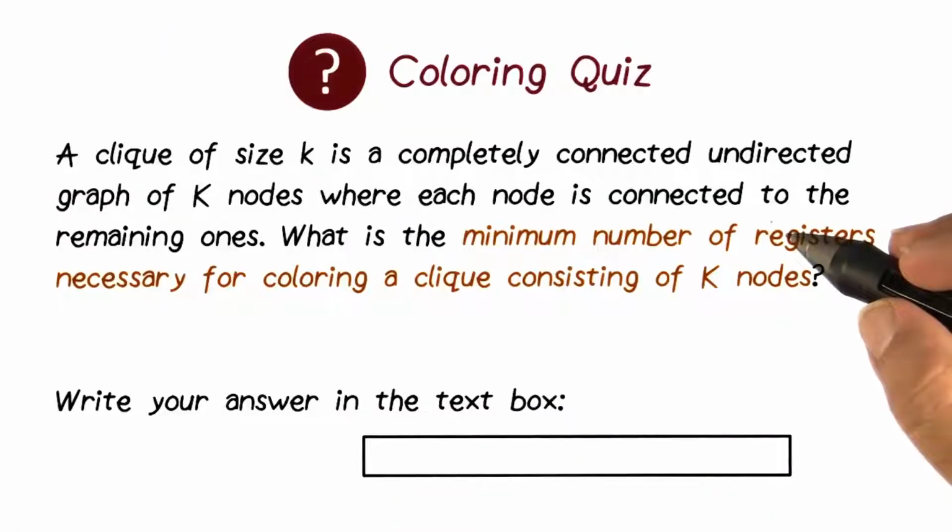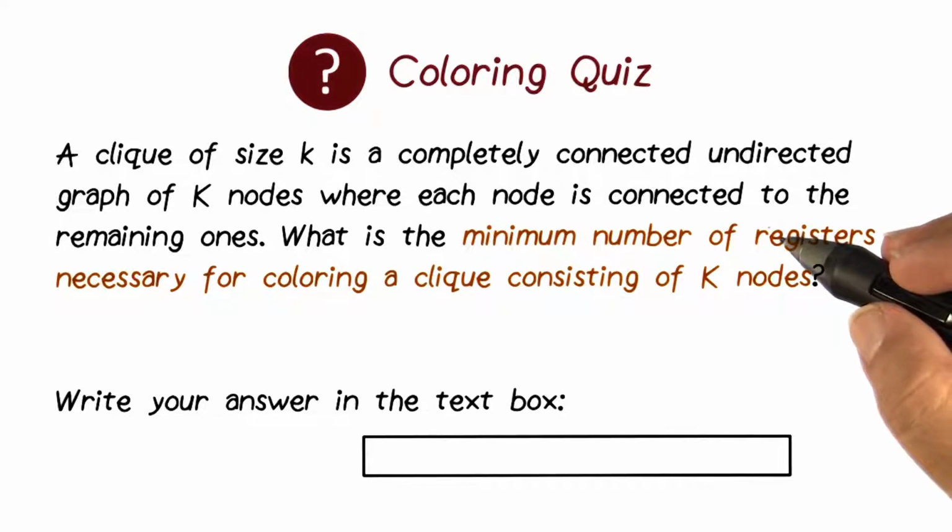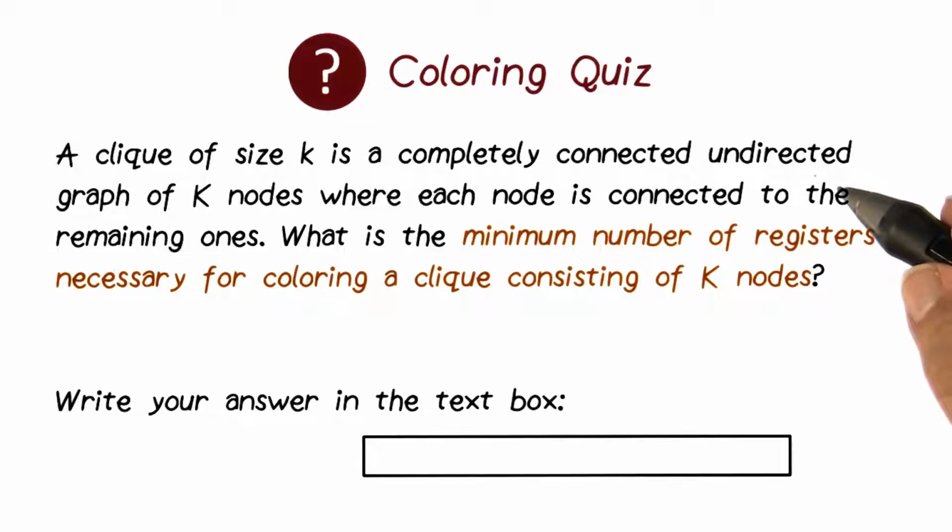So students, now let us test our knowledge of graph coloring by looking at a special type of graph called a clique. So here is a question for you. A clique of size k is a completely connected undirected graph of k nodes where each node is connected to the remaining ones.